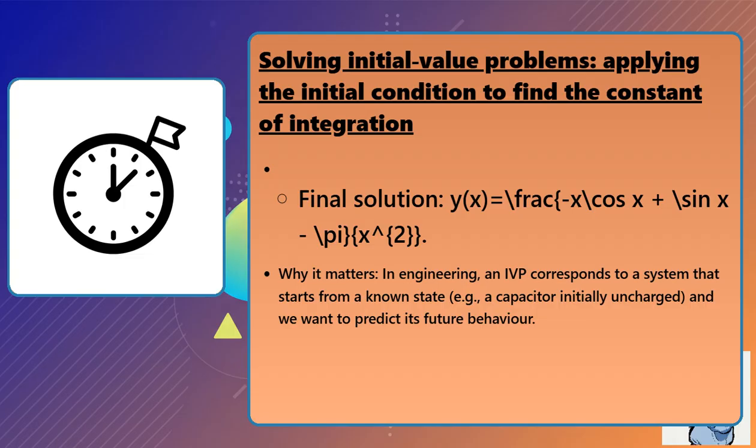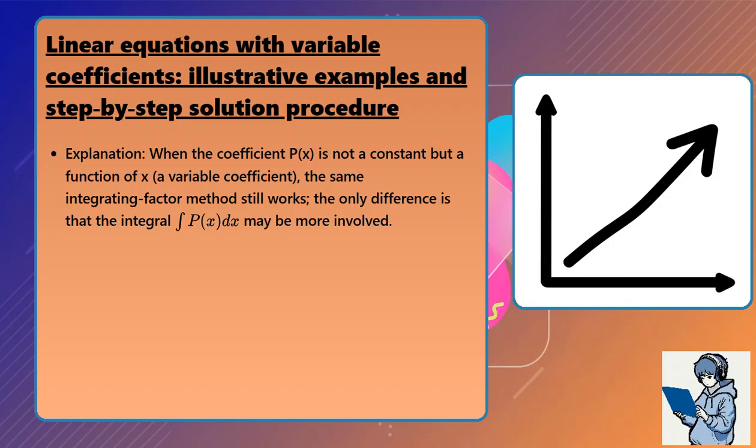For example, a capacitor initially uncharged, and we want to predict its future behavior. Explanation: when the coefficient p of x is not a constant but a function of x, a variable coefficient, the same integrating factor method still works. The only difference is that the integral of p of x dx may be more involved.